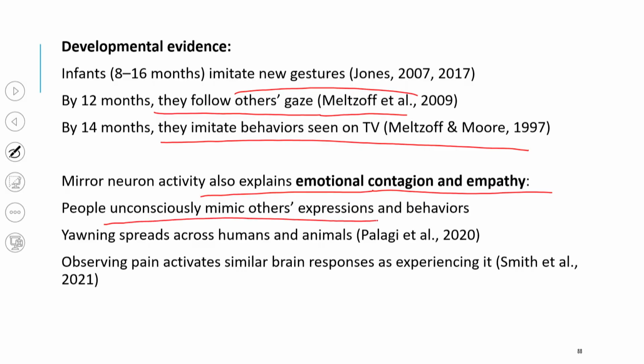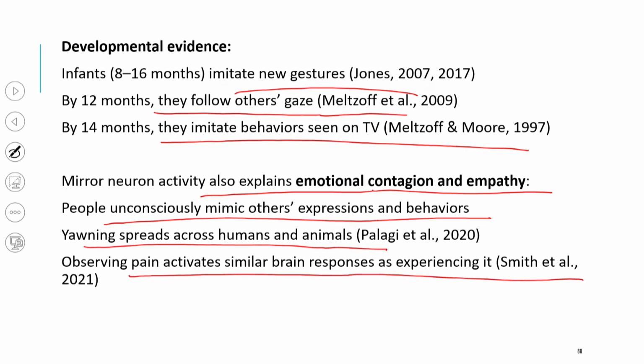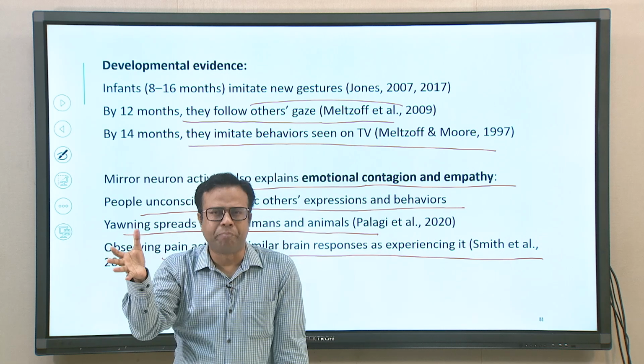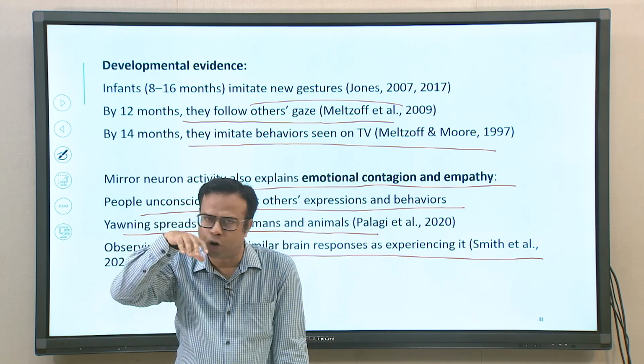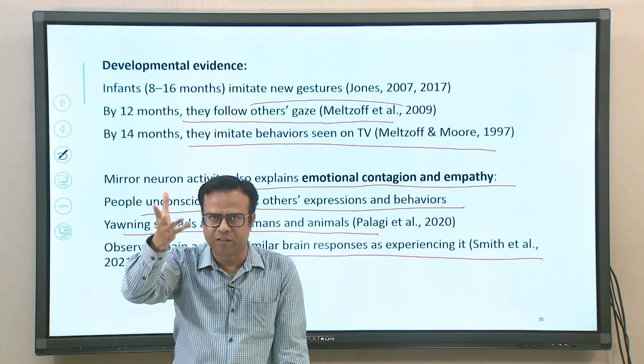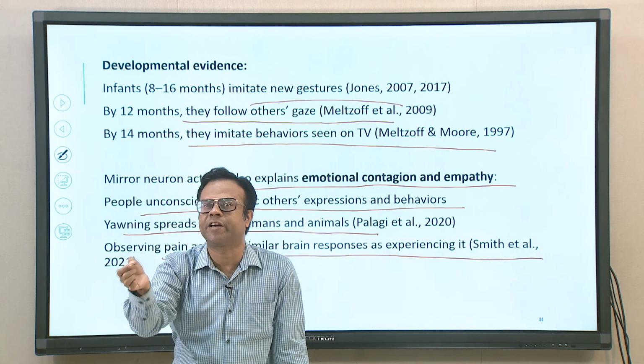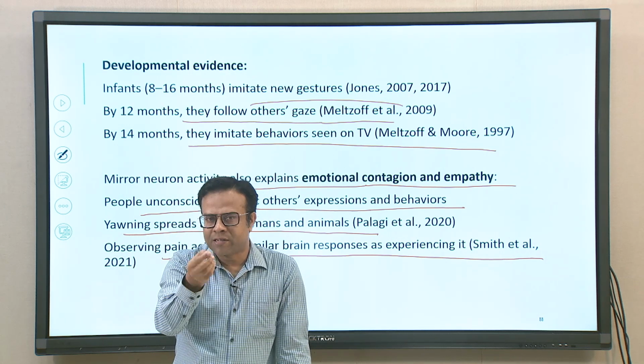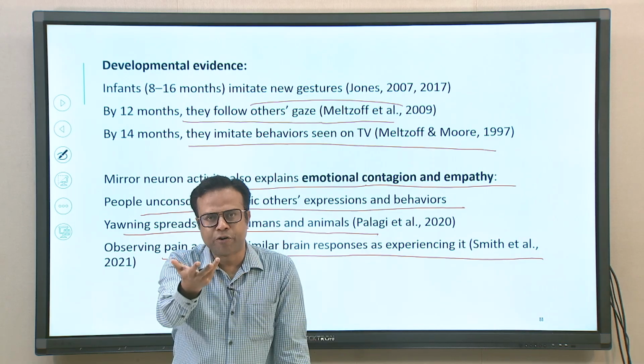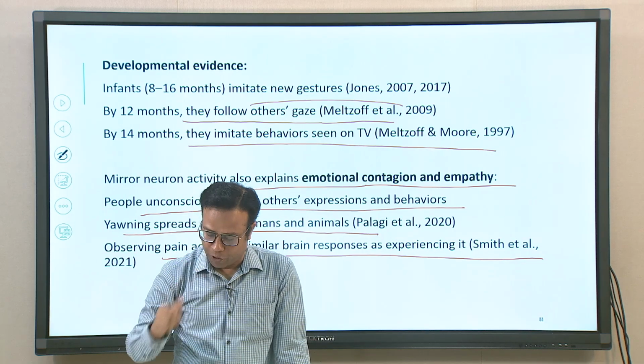People unconsciously mimic others' expressions and behaviors. For example, yawning spreads across humans and animals. Observing pain activates similar brain responses as experiencing it, and so on. A lot of these behaviors we can neurologically explain through mirror neuron actions. Obviously, when we talk about the brain, a lot of areas are interconnected and everything together creates a lot of things, but some specific areas are more important. So, in this context, some particular mirror neuron cells may be more important.